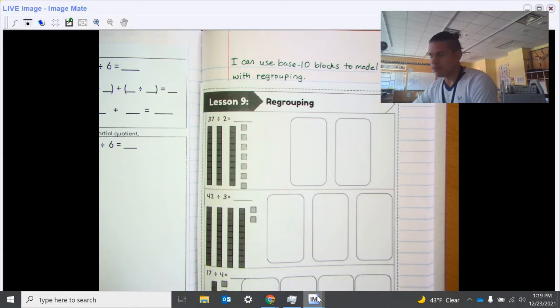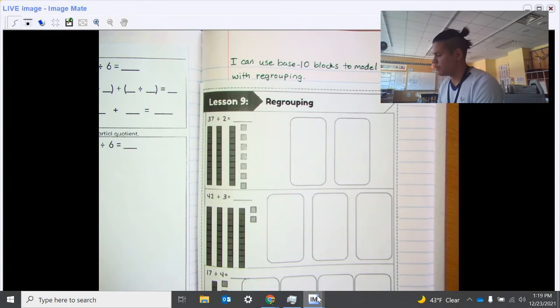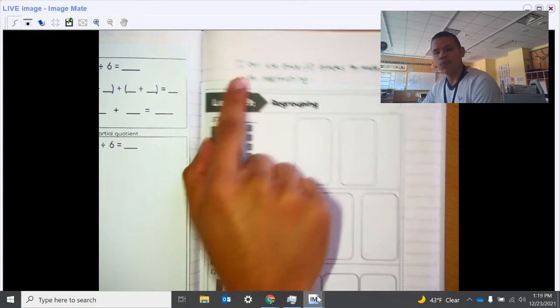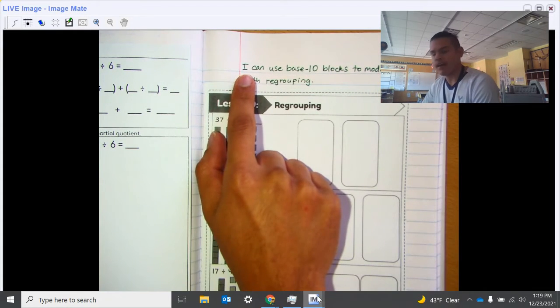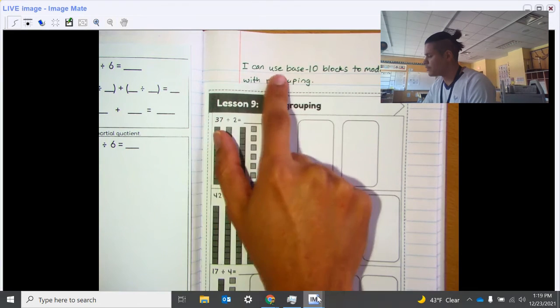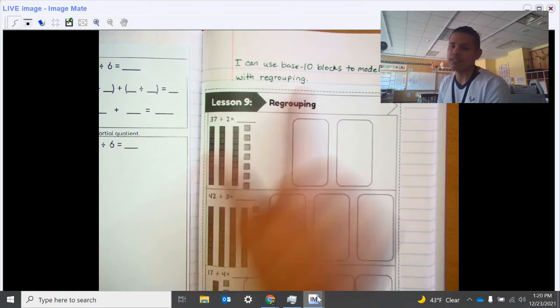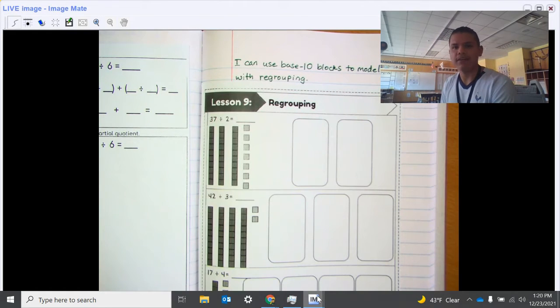Now that we've taken a look at an example using our base 10 blocks, let's go ahead and move to our interactive notebook. Make sure that you have lesson 9 glued into your interactive notebook. And we're going to take some time to write down our I can statement. Your I can statement is, I can use base 10 blocks to model division with regrouping. Please pause the video and write your I can statement.